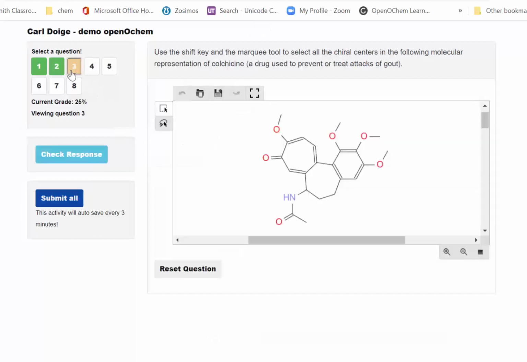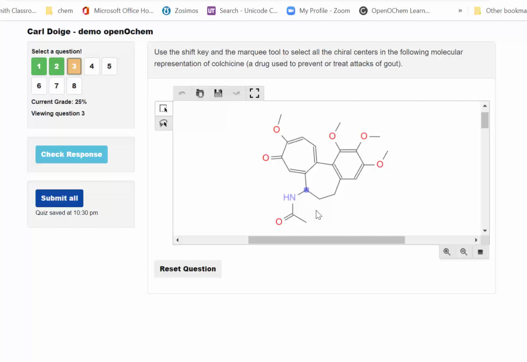Let's look at number 3 here. Okay, so this is a different kind of question. We're using the Marvin tool, which is the tool up here, and we're looking for all the chiral centers. This is a molecule of colchicine, or a structure representation of colchicine. So I scan through and I see actually there's only one chiral carbon. It's right here. So I would select that.